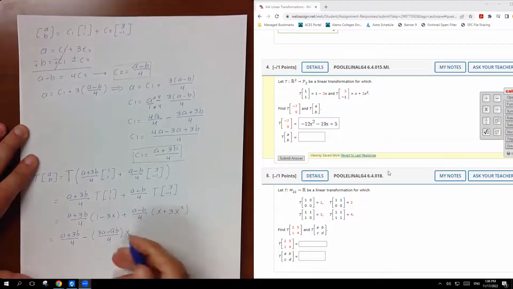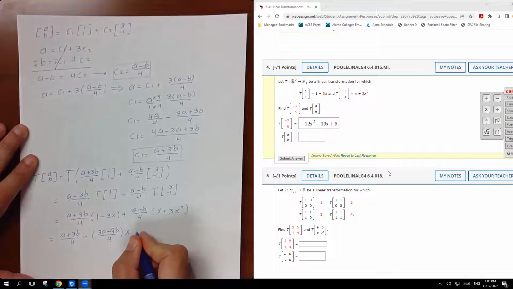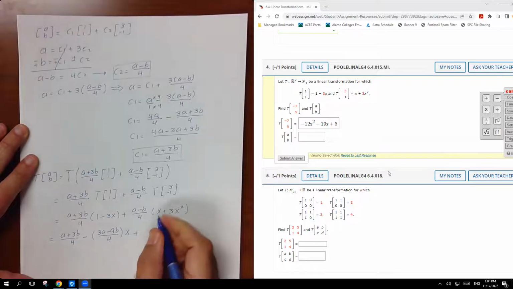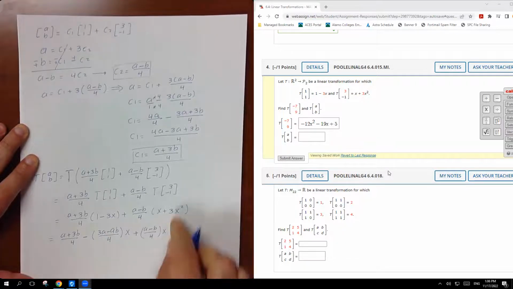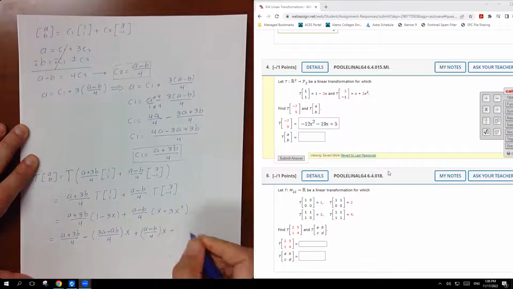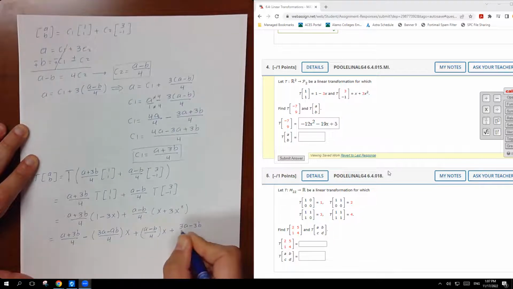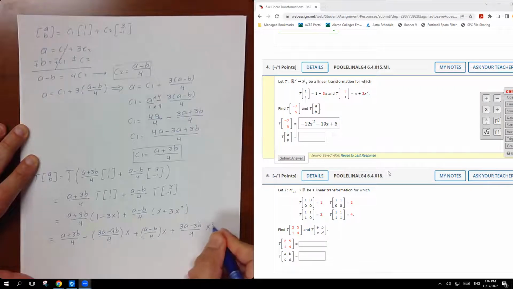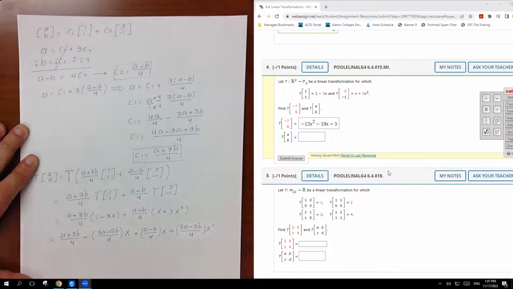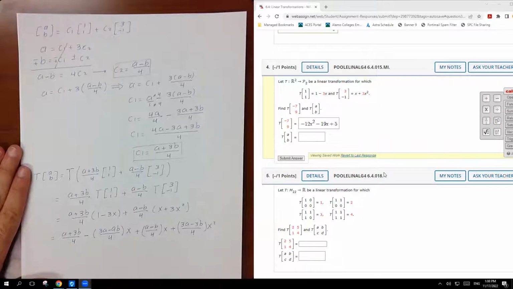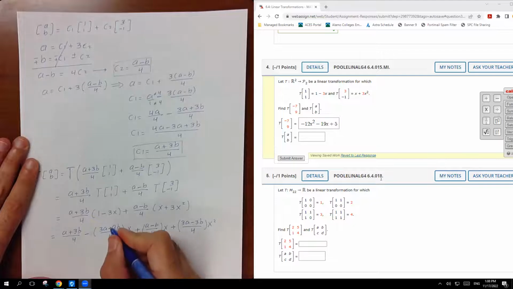Yes, 3b, and here is the x. Now this is a plus: (a minus b) times x over 4 on everything here times x. And this one times this one is going to be plus (3a minus 3b)/4 to the x squared. I kept the minus here outside, so this one is a plus.